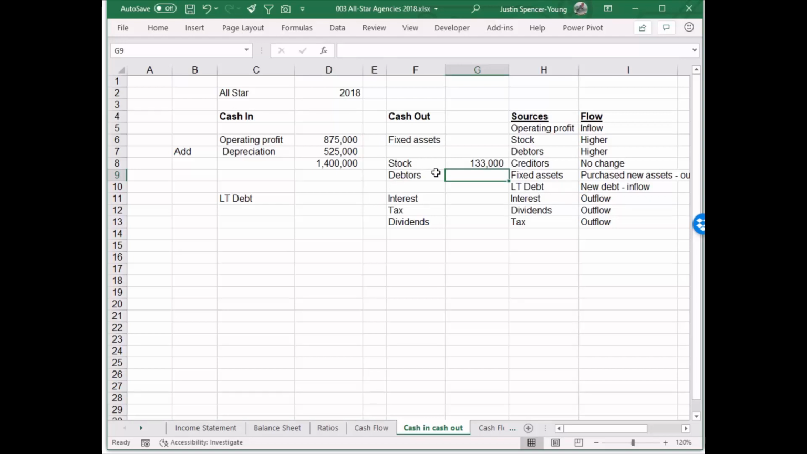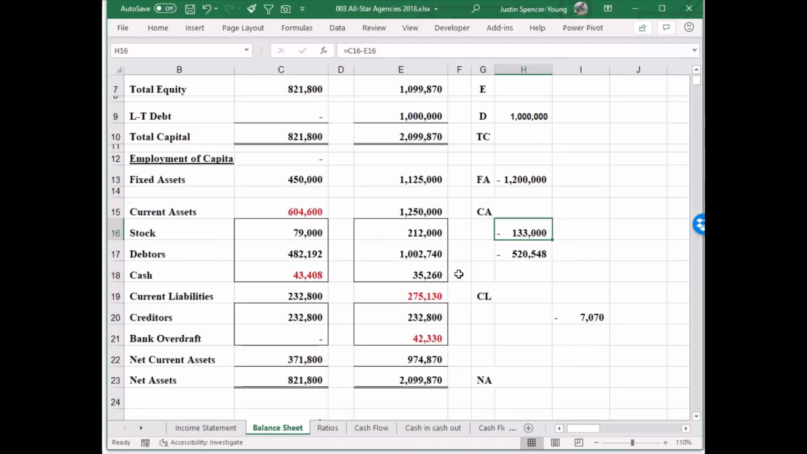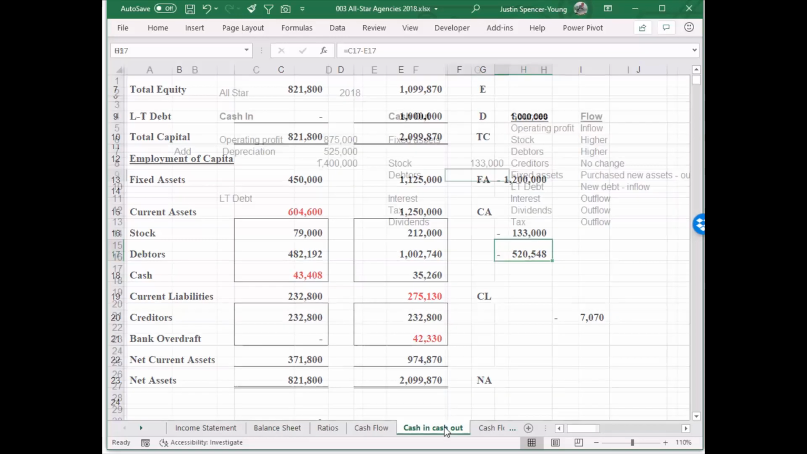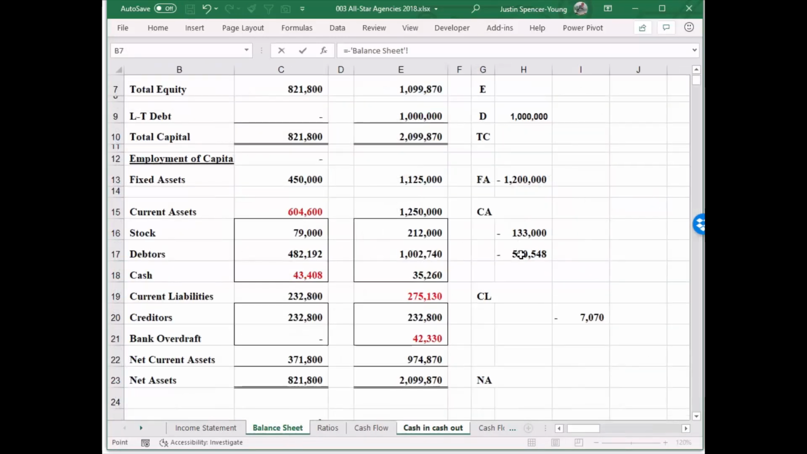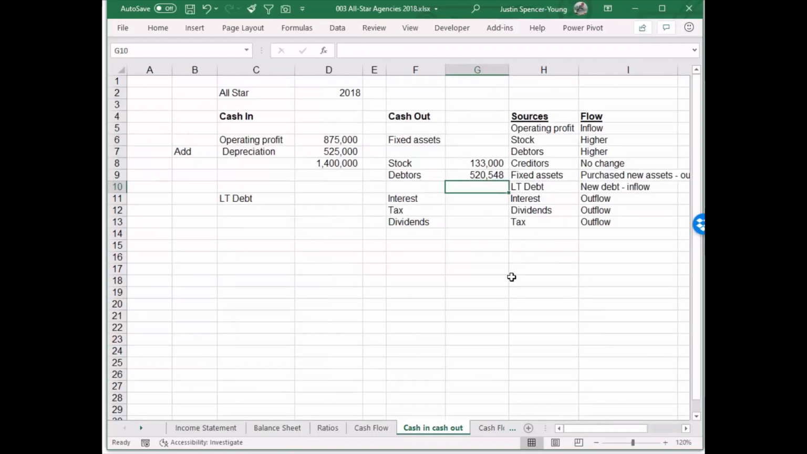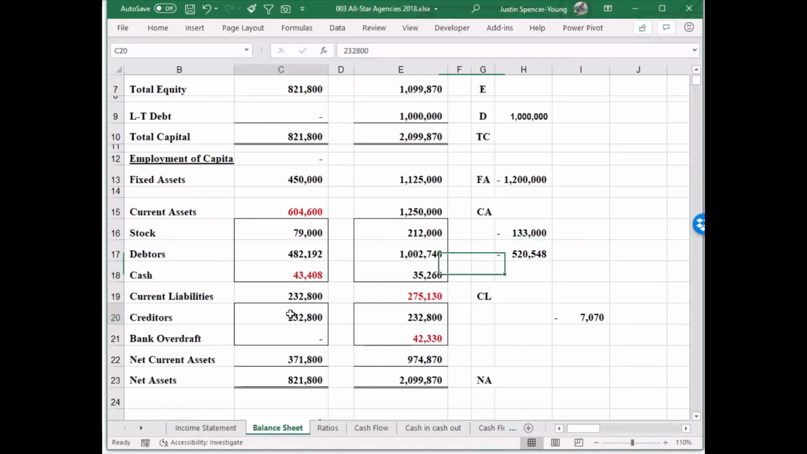I'm going to do the same thing for the debtors. So in the balance sheet, notice how the debtors has gone up, therefore the cash has gone down by the difference between the two. So I'm going to use that number in here to represent the outflow. The creditors, I said here earlier that there was no change. Let's just confirm that. Notice how those two numbers are the same. So there's no impact on the cash flow.